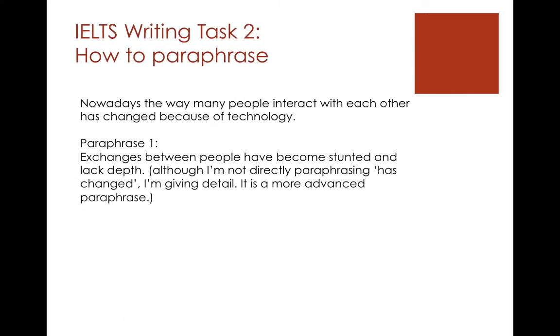Let's take a look at one of these in detail. So exchanges between people have become stunted and lack depth. So what we've done here is changed interactions, or interact, to exchanges between people. This just means they talk to each other. And again, you get this from reading about the subject. Have become stunted. Stunted means short, and lack depth means not deep.